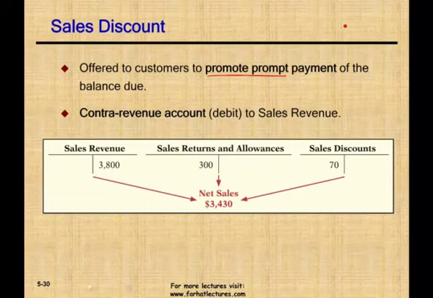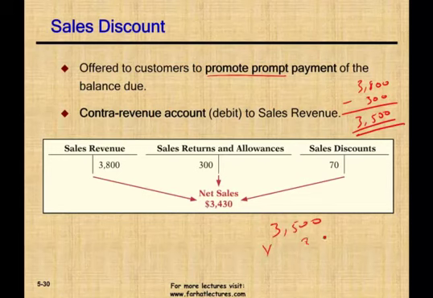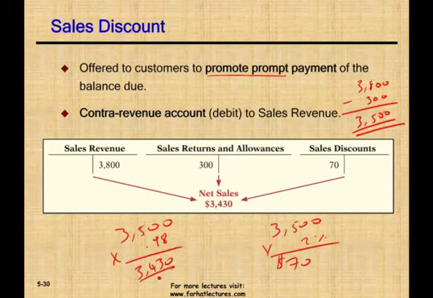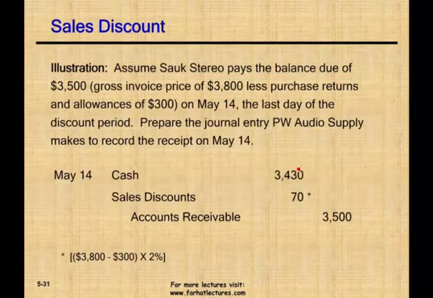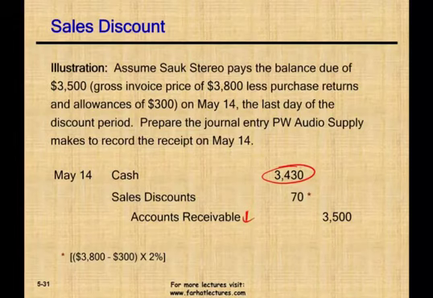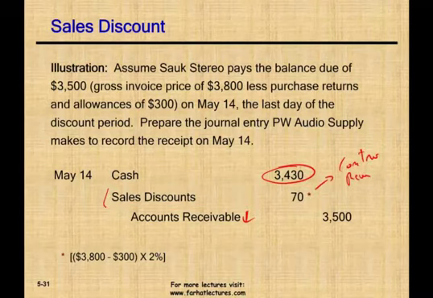Now let's assume we made a sale for $3,500. The customer has to pay us. Now we gave them a 2% discount. If we take 3,500 times 2%, we're going to give them $70 off the bill. Another way to look at this is they're only paying 0.98 of the bill, so they only pay us $3,430. We debit cash $3,430, and we reduce the receivable by the full amount. The difference, the $70, we call sales discount. So we do have a sales discount. Sales discount is recorded, and sales discount is a contra revenue.